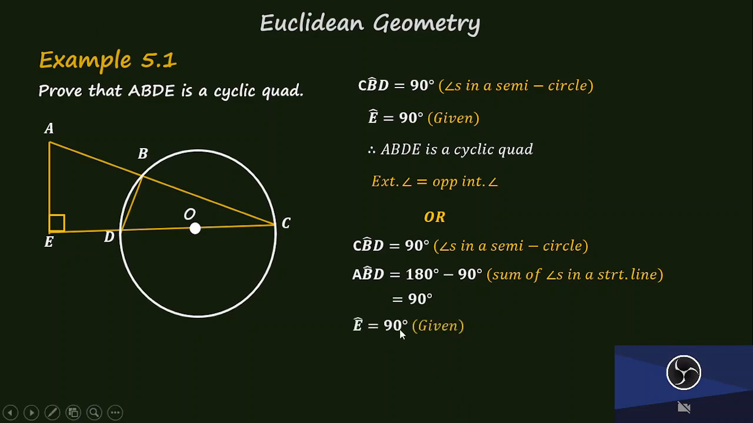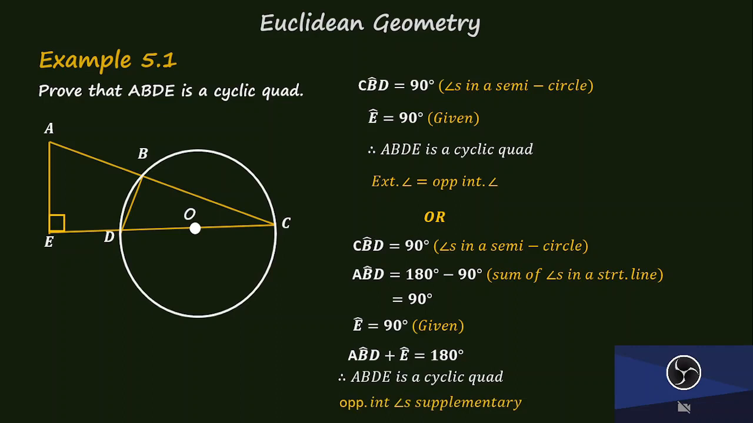Now, if E is given, it's 90 degrees, right? So if I add this angle here, A, B, D, and E, they give me 180 degrees, because E is 90, that one is 90, so they add up to 180. Therefore, ABDE is a cyclic quad, because its opposite angles add up to 180, or they are supplementary, right?